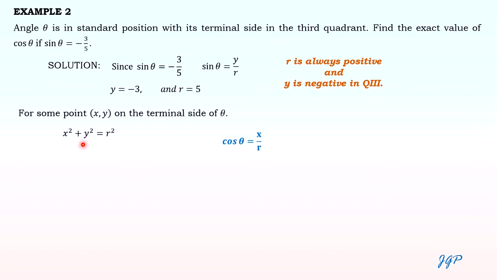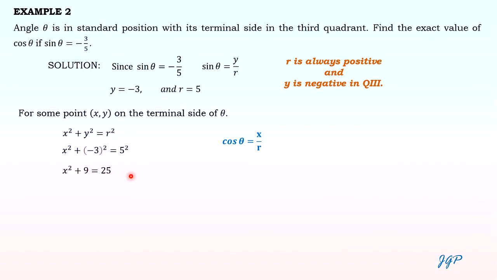And since we have the value of this y and this r, let's substitute the given values to our equation. So we have now x squared plus, we replace y by negative 3, that's why it becomes negative 3 squared, equals, we replace r by 5, so it becomes 5 squared. So let's simplify now. So x squared plus negative 3 squared, that is equal to 9, equals 5 squared is equal to 25. And this time, we will use the SPE or subtraction property of equality.